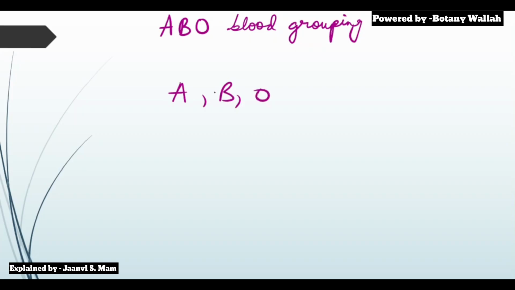Now another example: ABO blood grouping. If in your textbook they have added commas like A, B, O, this is not the right way to represent it. We just have to represent it as ABO, the way I have shown here. That's it. Now in ABO, what actually happens? ABO blood group.